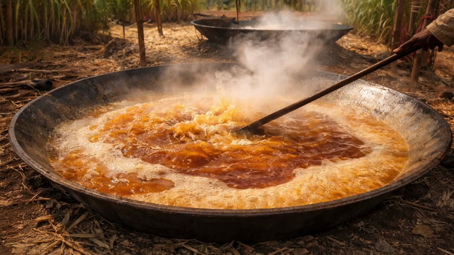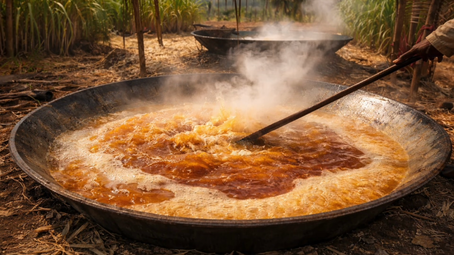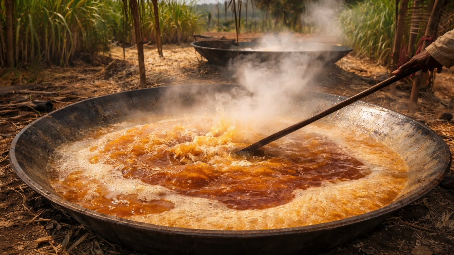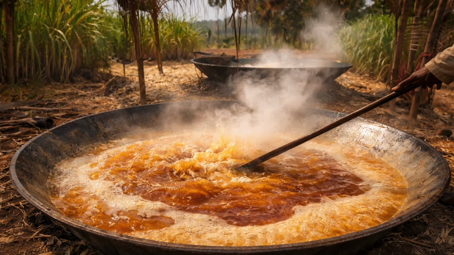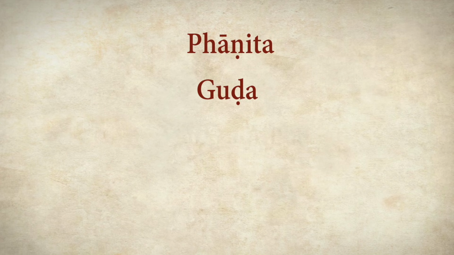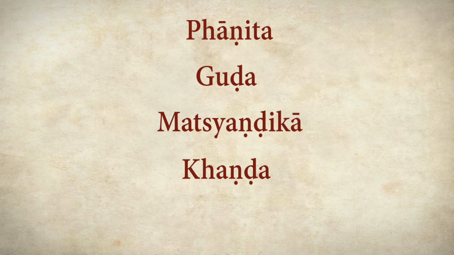And generally, this involved evaporating the water from the sugarcane juice by boiling. And as the water evaporates, different kinds of sugar were obtained. In ancient Indian texts, we learn of 5 different kinds of such products. These included Phanit, Gud, Matsyandika, Khand, Sharkara.